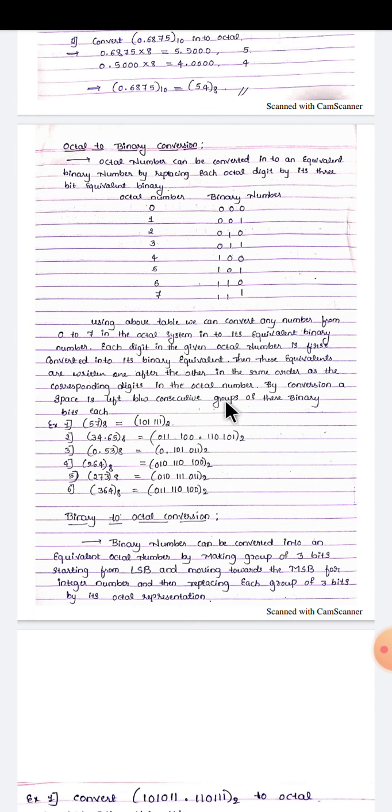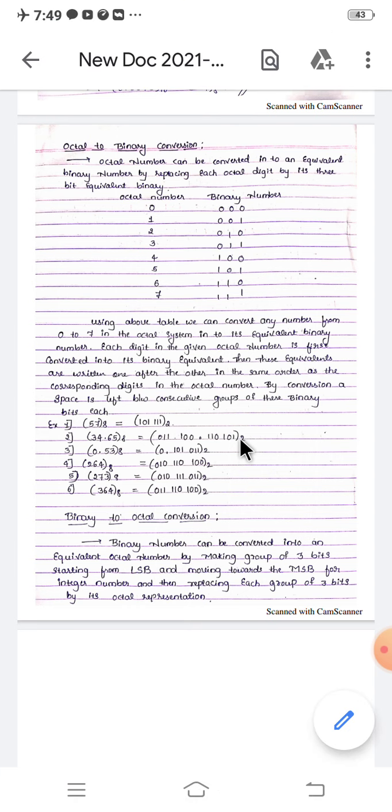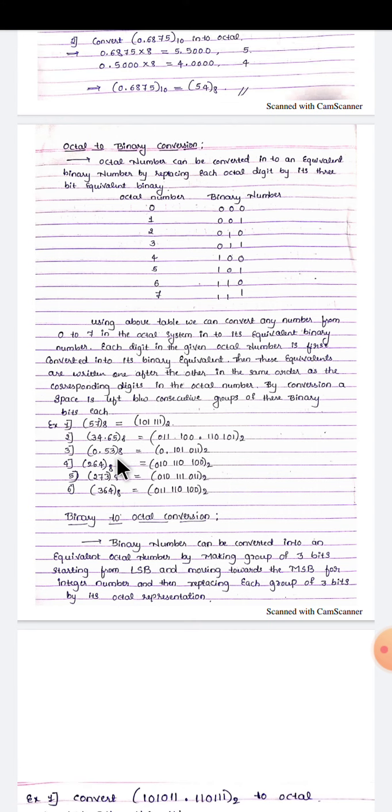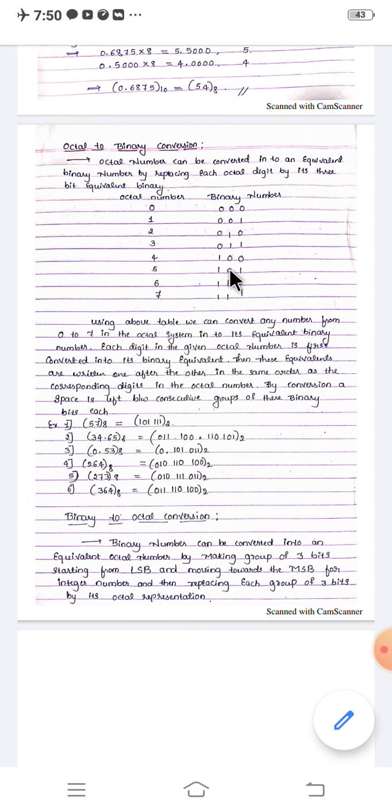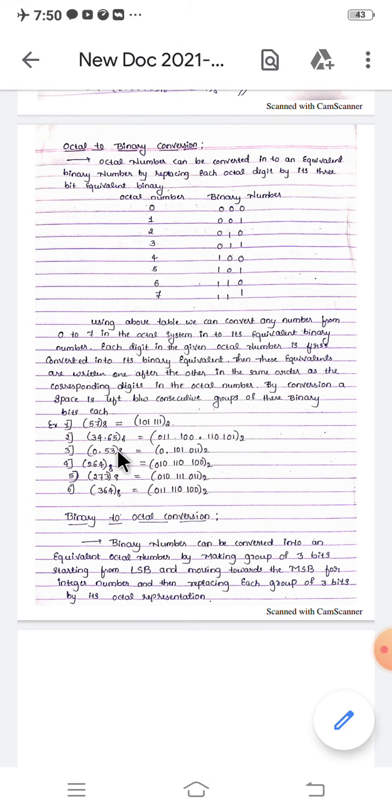5 means 101 with base 2. That is conversion from octal to binary. Next, 0.53: write 0 point as it is. Then 5 and 3. 5 is 101 and 3 is 011. So 0.53 becomes 0.101011 with base 2.